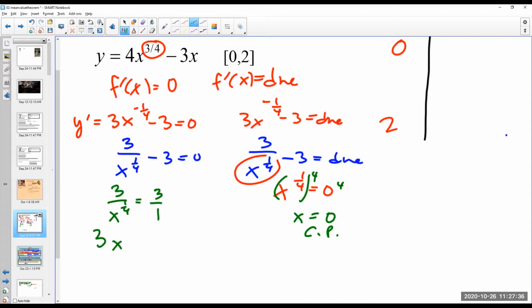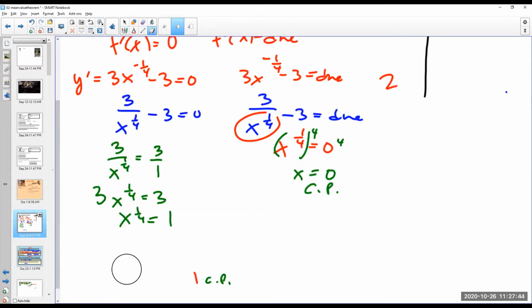So this is 3 times x to the 1/4 is equal to 3. I'm going to divide both sides by 3. That's going to give me x to the 1/4 is equal to 1. And then how do I get this x by itself? What would I raise this to? The 4th power. So I raise this to the 4th power, which means I raise that to the 4th power. So I get x is equal to 1. And that's also a critical point.